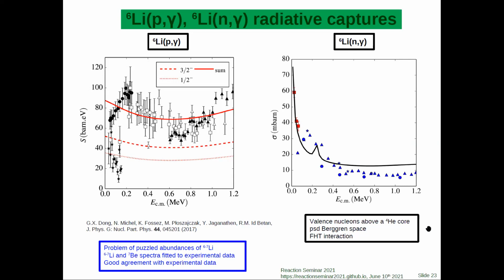But the space is the same as before: a valence nucleus above a helium-4 core. It's a very small space. Also, the FHT interaction has been used and fitted in this case. And we can see here that we can have good agreement with experimental data, so that for this complicated theoretical problem, the Gamow Shell Model can be used as well, and we hope that it will help give information about this problem of puzzling abundances of lithium in the universe.